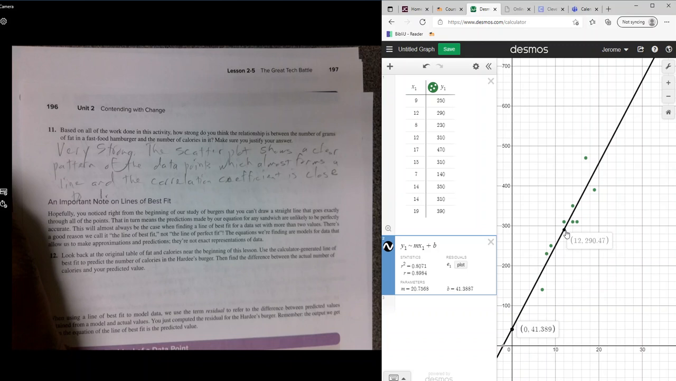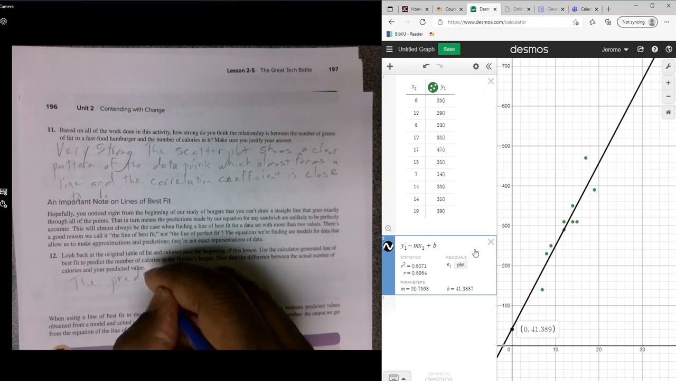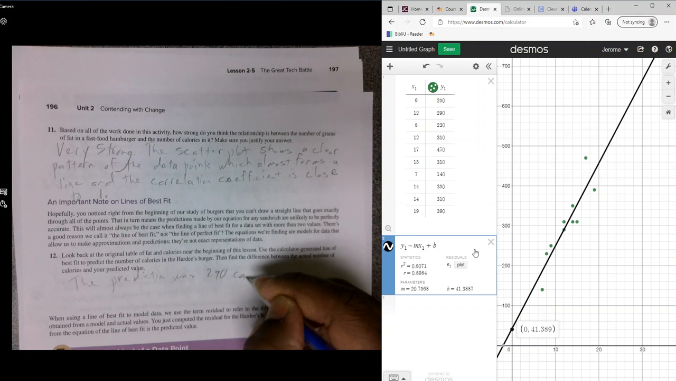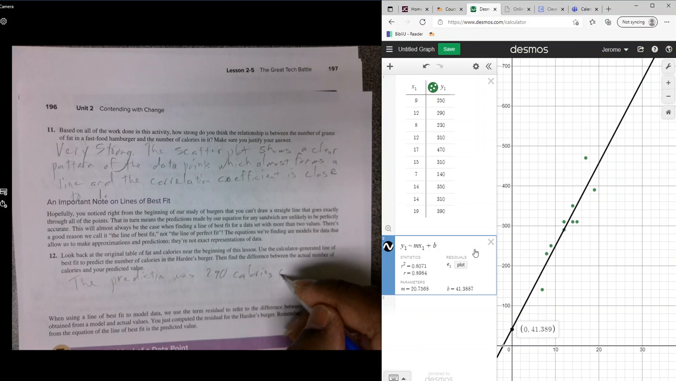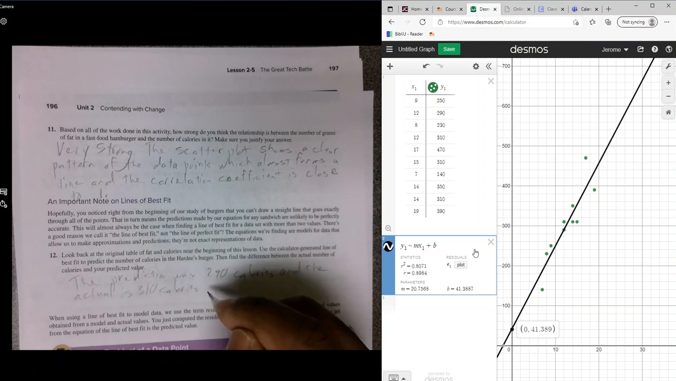So we could say the prediction was 290 calories, and the actual is 310 calories. The difference is 20 calories.